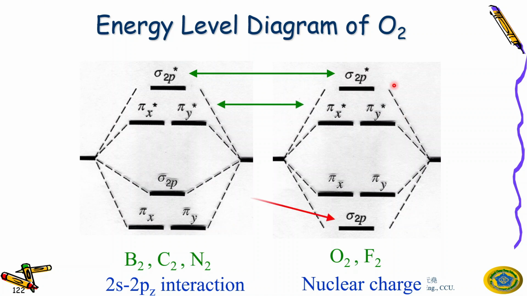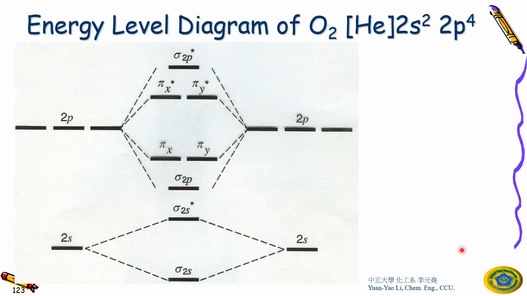Okay? For the anti-bonding molecular orbitals, they look all the same. But for the bonding molecular orbitals, it will be reversed. This is because of nuclear charge. Okay, so let's start to fill the electrons into this energy level diagram. This is oxygen, whose electron configuration is helium 2s2, 2p4. So there are 6 valence electrons, right? So you need to put 12 electrons into this energy level diagram.